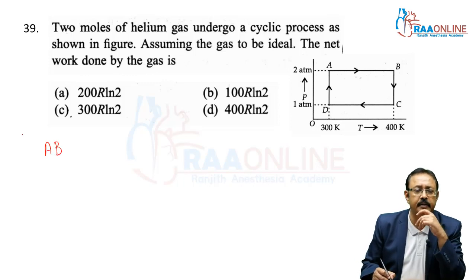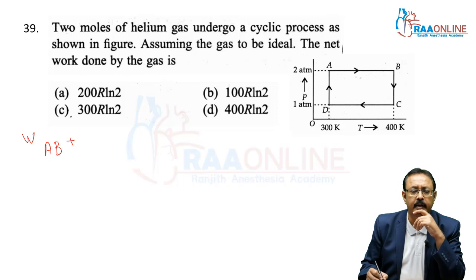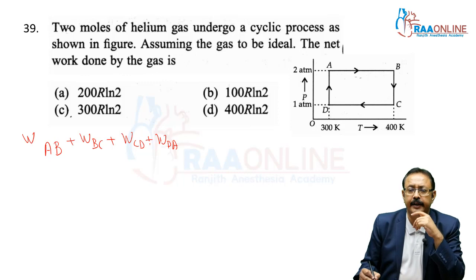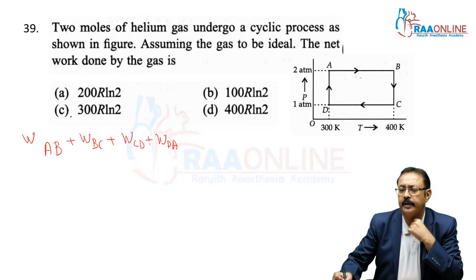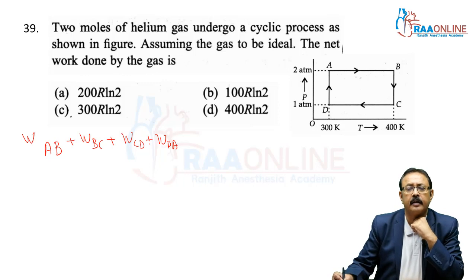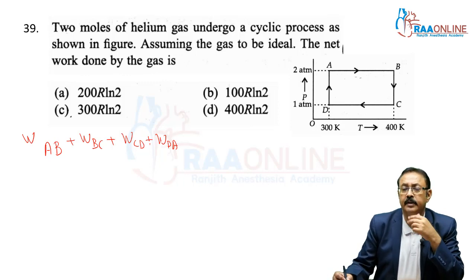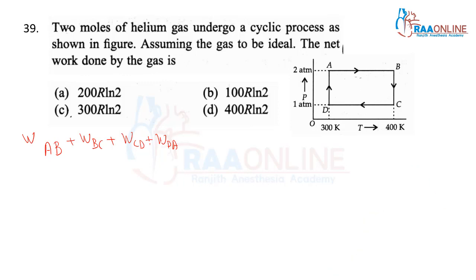Net work done means WAB, WBC, WCD, then WDA. First A to B, pressure is constant. So we want to check what is the change in volume. If pressure is constant, work done is P into V2 minus V1.